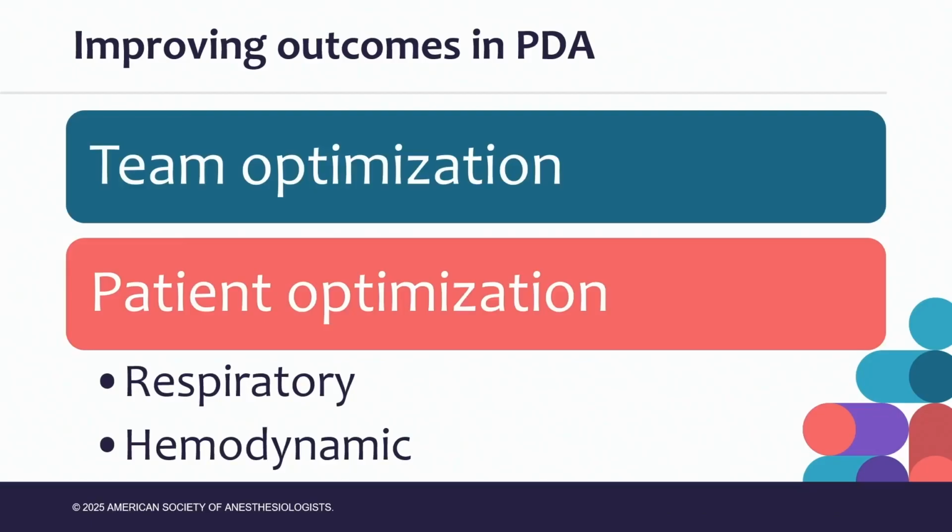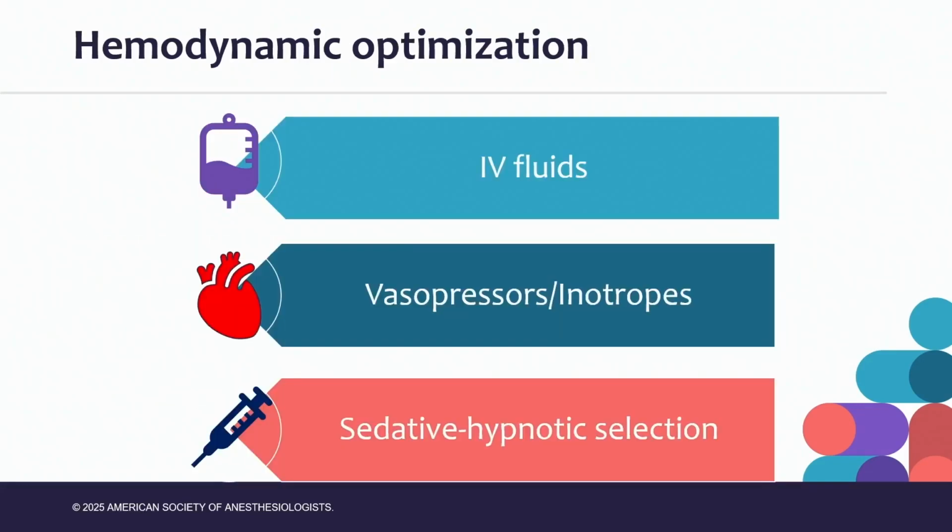So now that we've seen that tracheal intubation in these patients is associated with worse outcomes, how can we improve these outcomes? So I think it's important to optimize the team and the patient both. Now, optimizing team is probably beyond the scope of this talk, but we'll talk about patient optimization, specifically hemodynamic and respiratory optimization, and see how POCUS might play a role there. Now, let's see what is the evidence available to us regarding optimization? Can we do this? So let's talk about hemodynamic optimization to begin with.